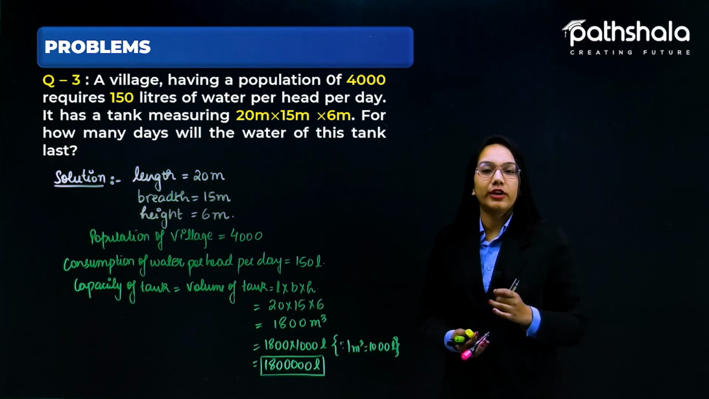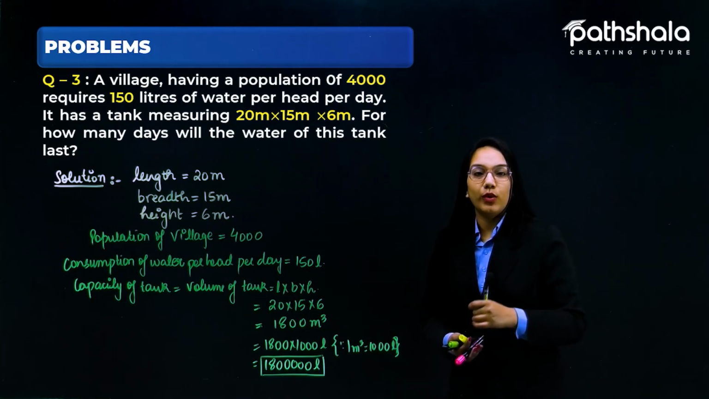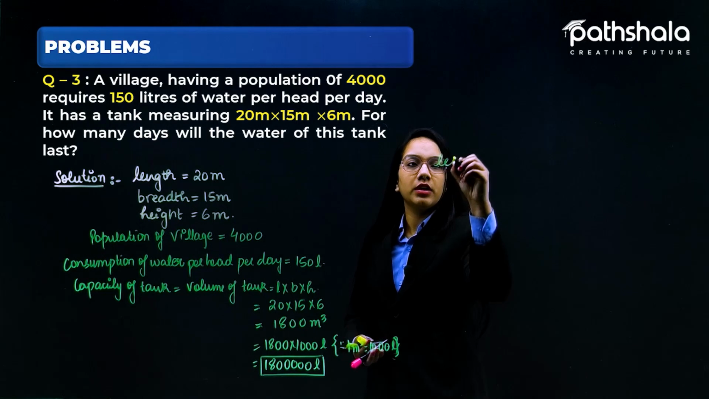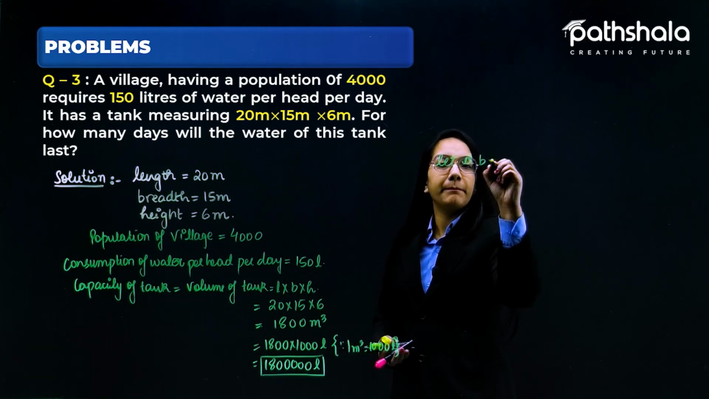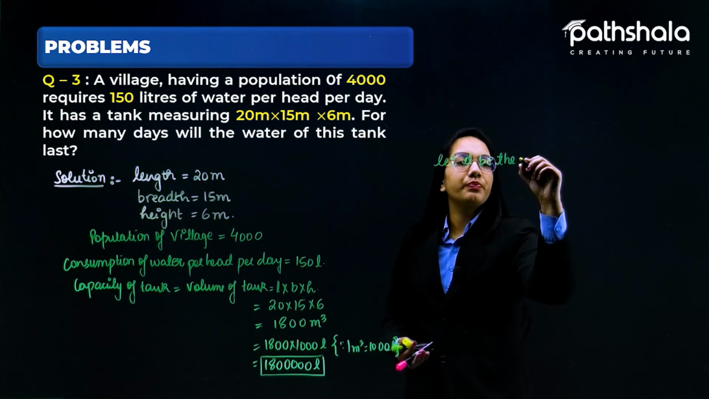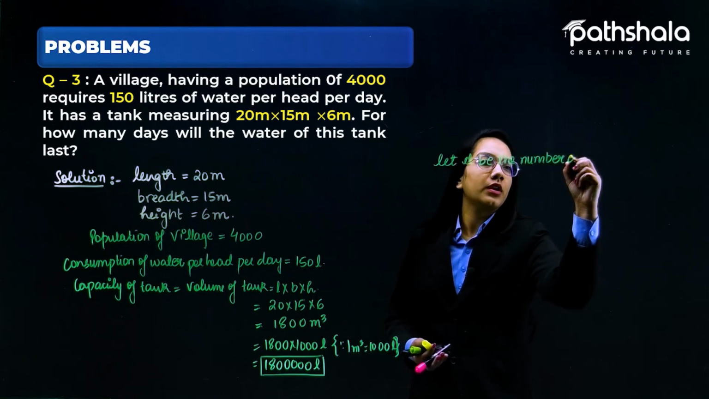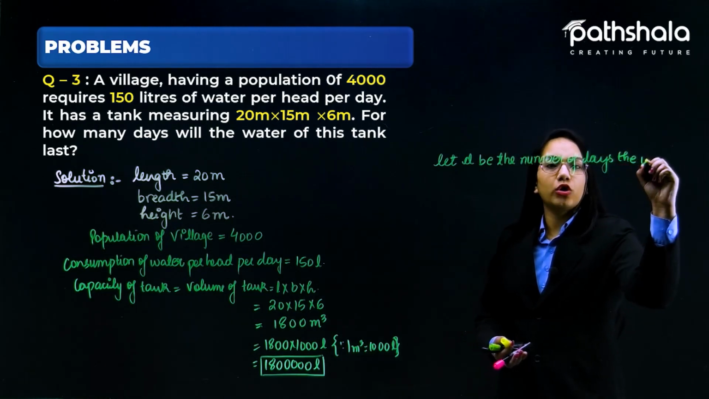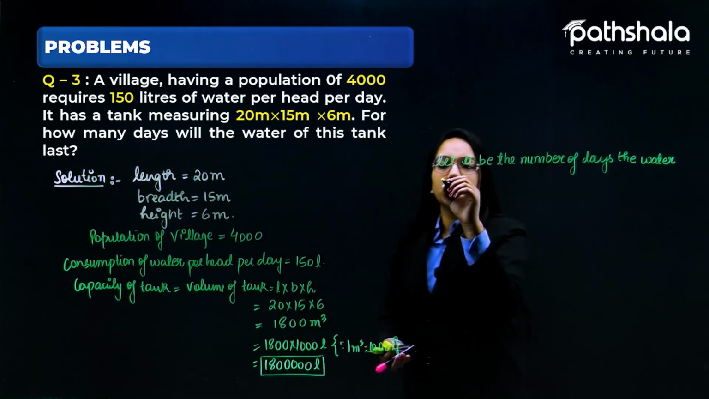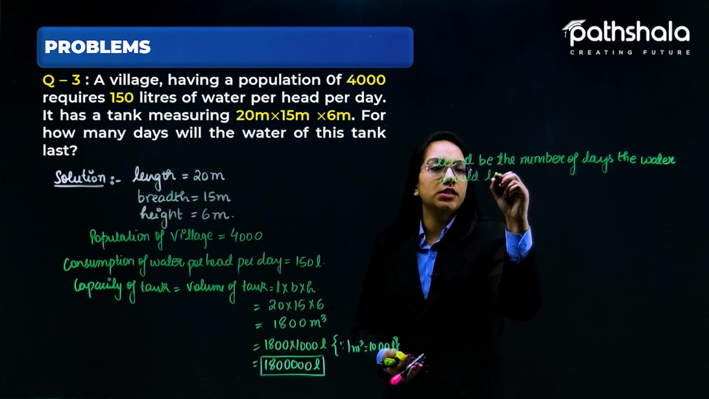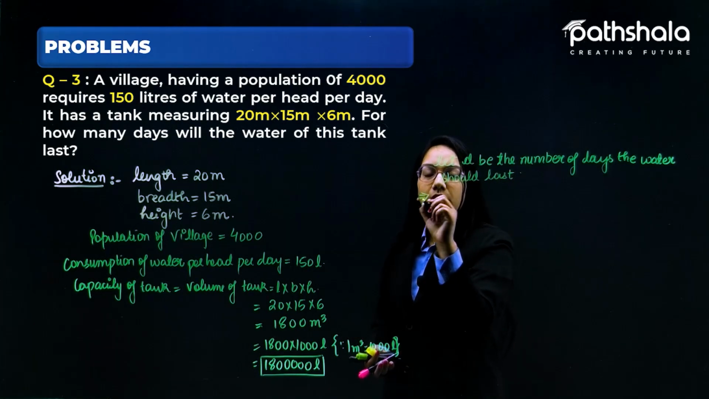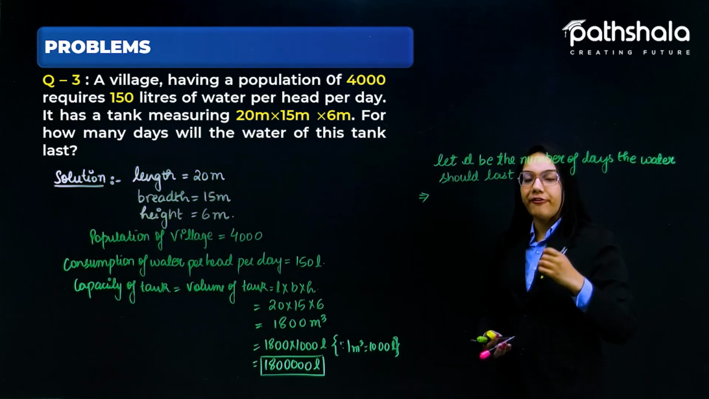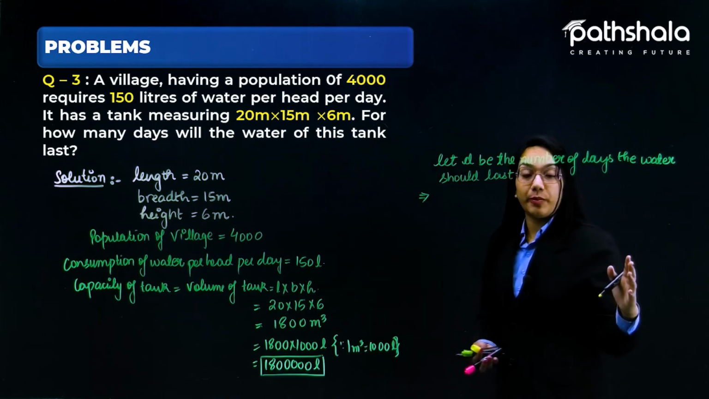What do we have to calculate? We have to calculate the number of days the water of this tank will last. So let us suppose, let D be the number of days the water should last. So it implies that if we are taking D as the number of days the water should last, it definitely implies that two things would be equal to each other.